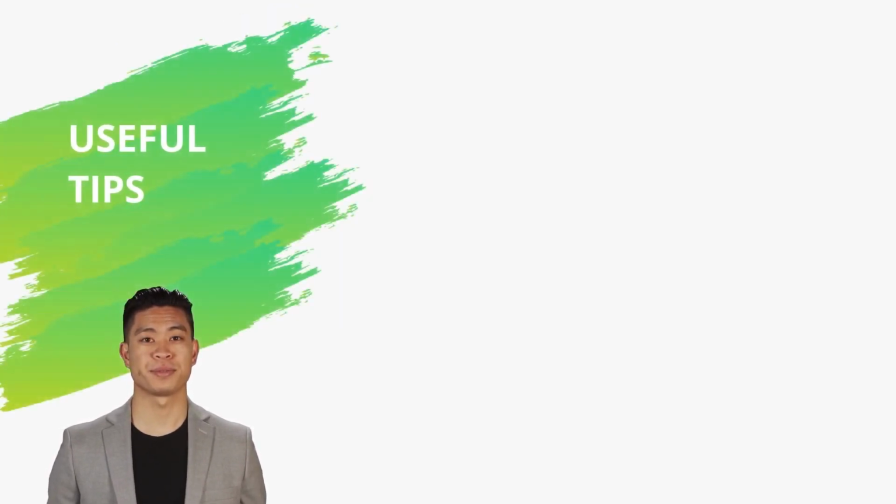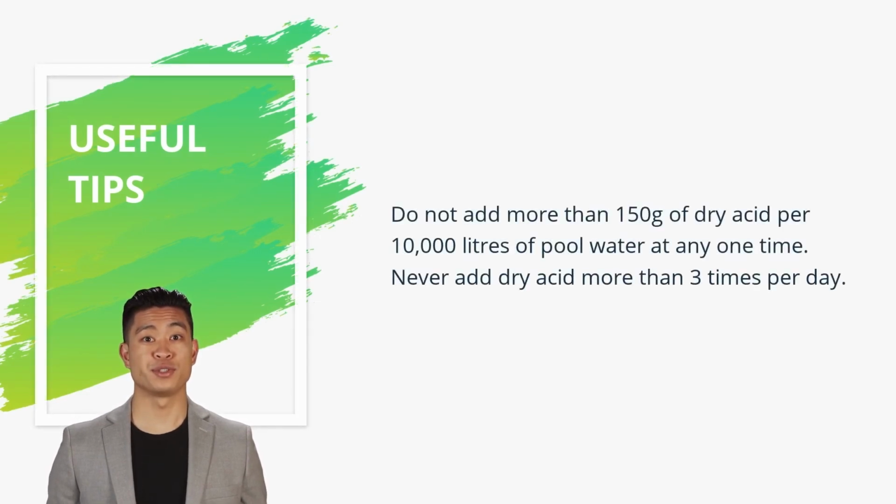Useful tips. Do not add more than 150 grams of dry acid per 10,000 liters of pool water at any one time. Never add dry acid more than 3 times per day.